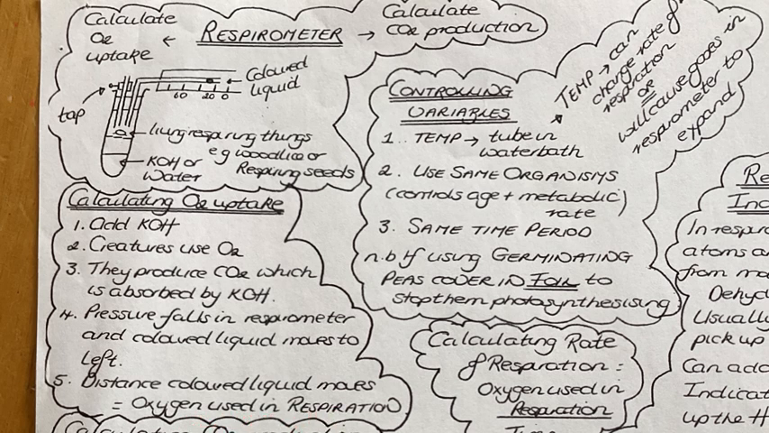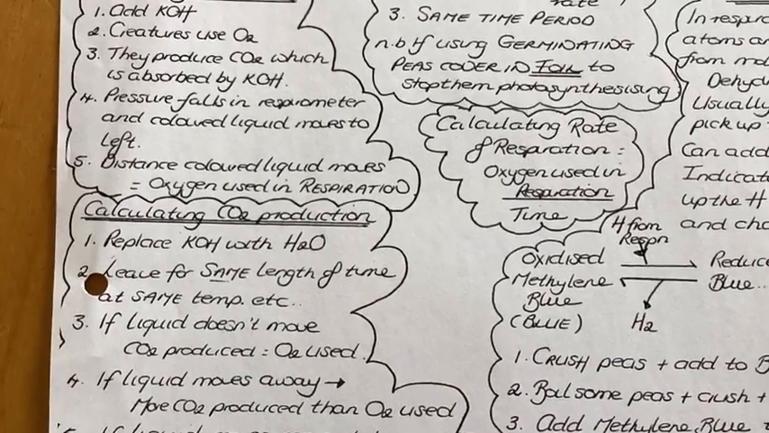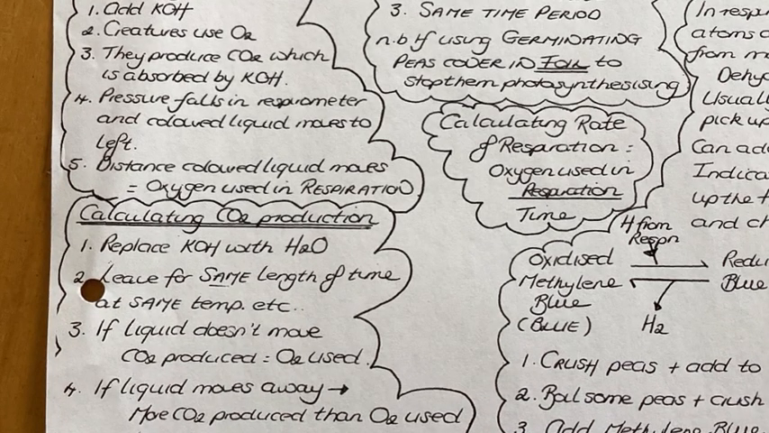The respirometer can also be used to work out how much carbon dioxide is produced. To do this, you have to do the first experiment first. So maybe you ran this for 30 minutes. Then you would reset the respirometer, and instead of having potassium hydroxide, you would have the same volume of water in the bottom of that boiling tube. You would then leave it for 30 minutes, exactly the same length of time, and you would keep the respirometer at the same temperature.